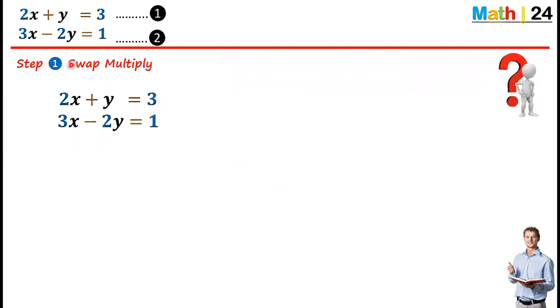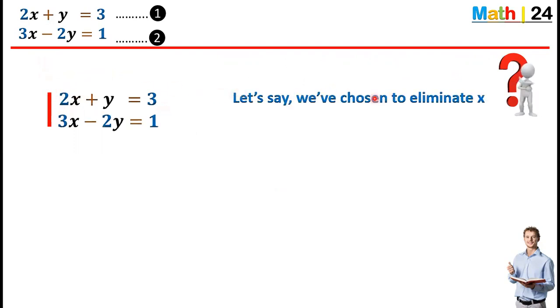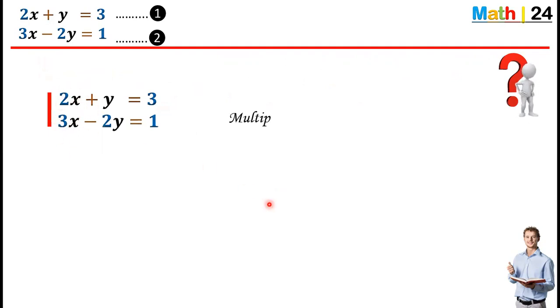So step 1, we swap multiply. Look at how we are going to do it. I want to use these first ones here. I'm swapping the coefficients. Let's say we have chosen to eliminate x. I want to work with the x.